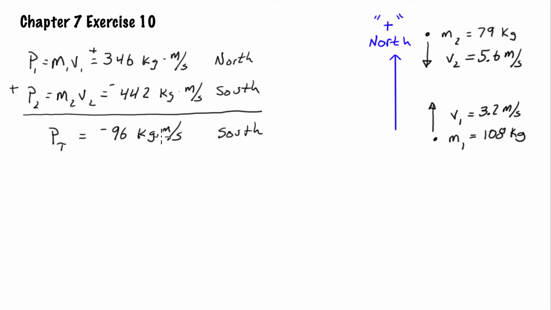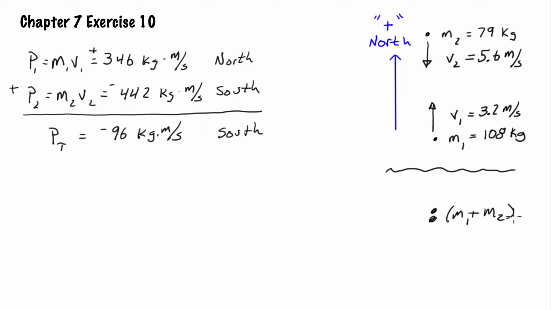The last part of the question asks rather abruptly, if afterwards they're stuck together, how fast will they be moving? So after the collision, the situation looks a tiny little bit different. They're both stuck together to make one common mass, and they're moving in some direction, v, but the speed is the same for the two because they're stuck together.